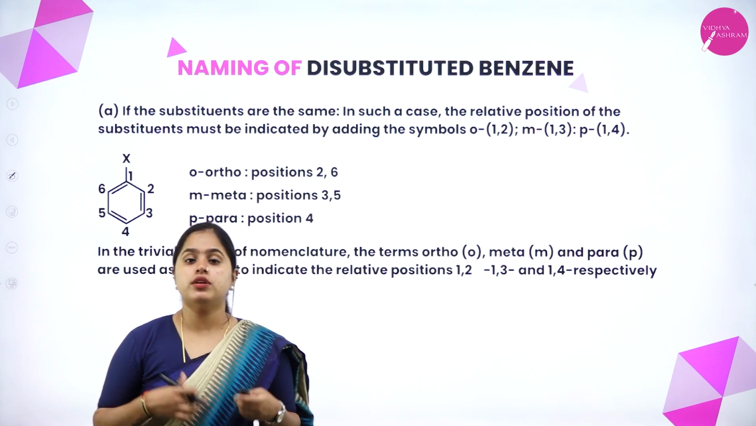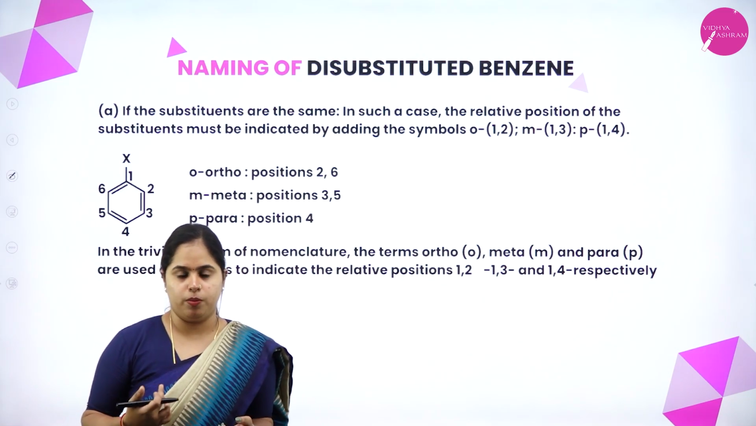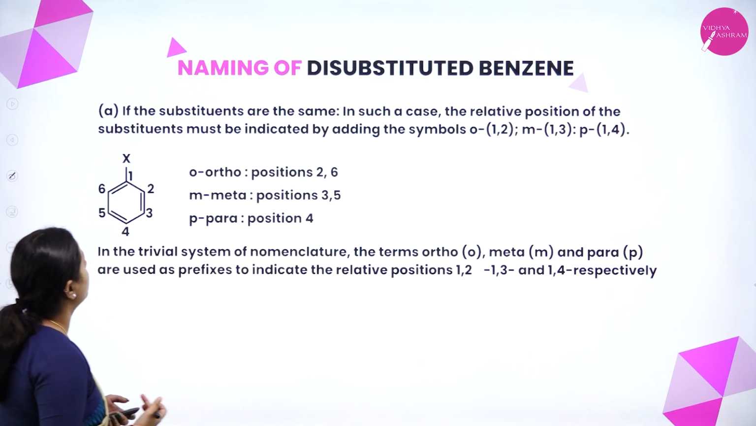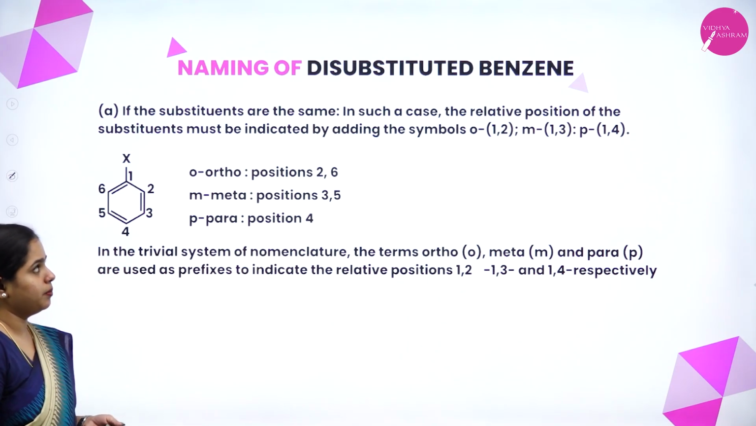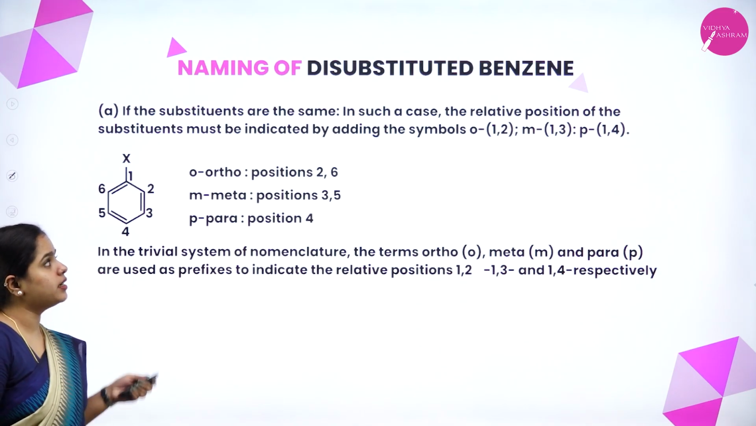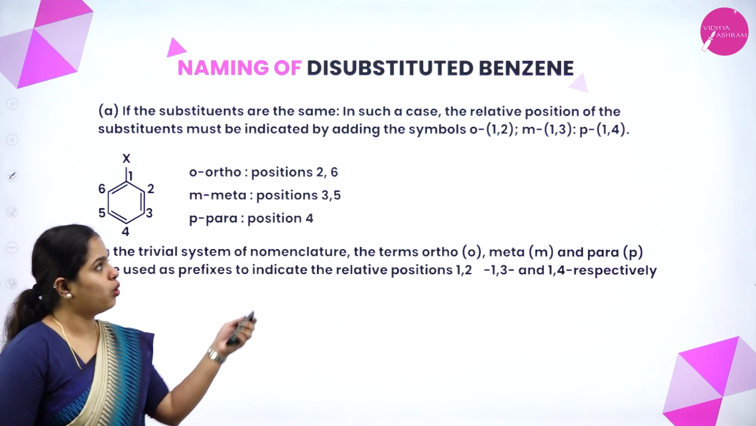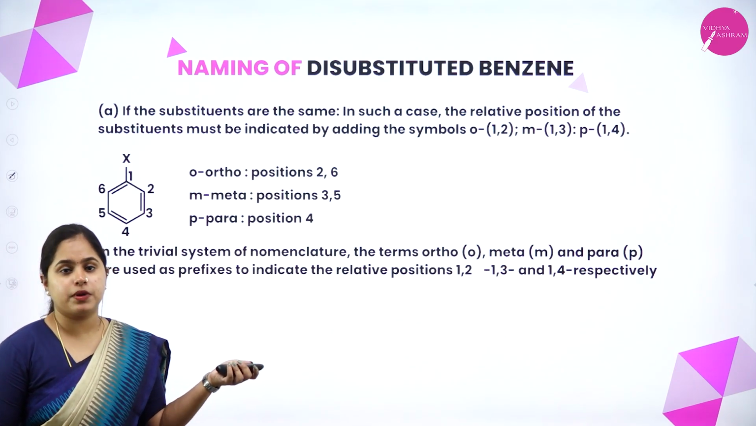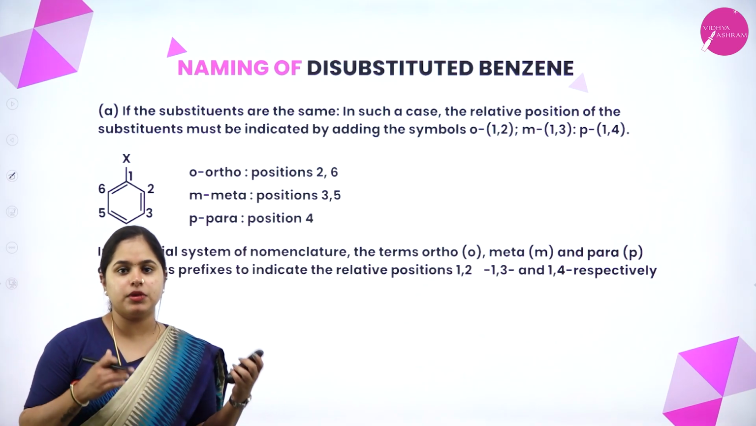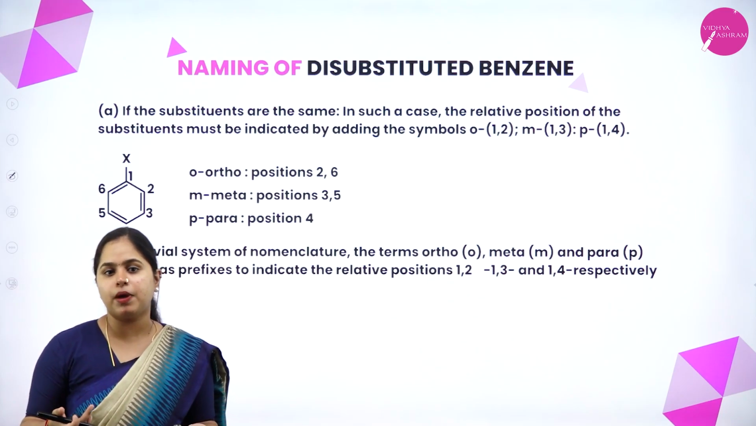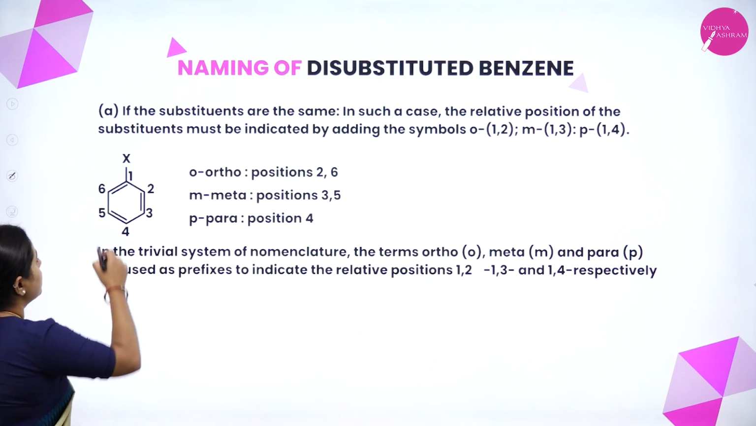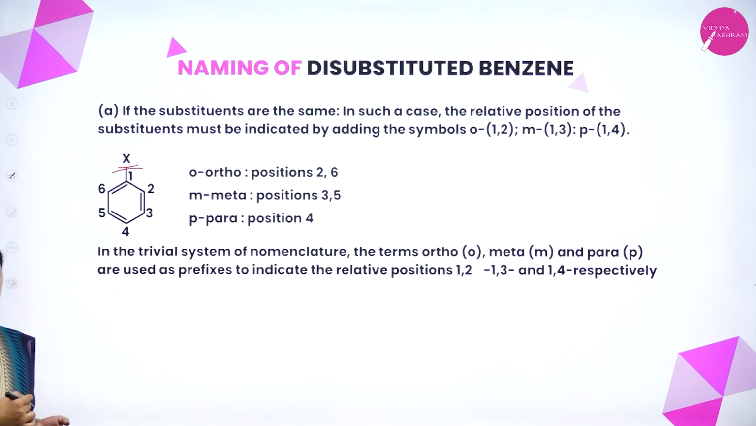So now moving on to disubstituted benzene compounds. That is, 2 substituent groups will be present on the benzene ring. Okay, so if the substituents are the same, in such a case, the relative positions of the substituents must be indicated by adding the symbols ortho, meta or para, or it can be represented as 1,2, 1,3 and 1,4. So before moving on to how to name it, we should know what the ortho, meta and para positions are, right?